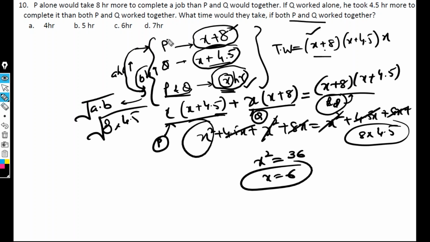Ankita, I am saying if one person takes A hours more to complete the work as compared to working together, and likewise the other person takes B hours more to complete the work as compared to working together, then the time taken by P and Q, or whichever two persons are given to you, to complete the work together is going to be square root of A into B.